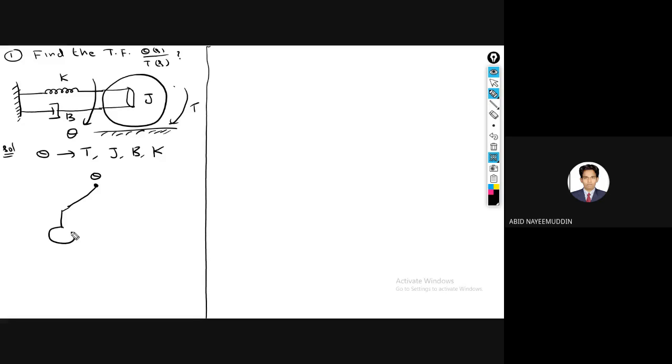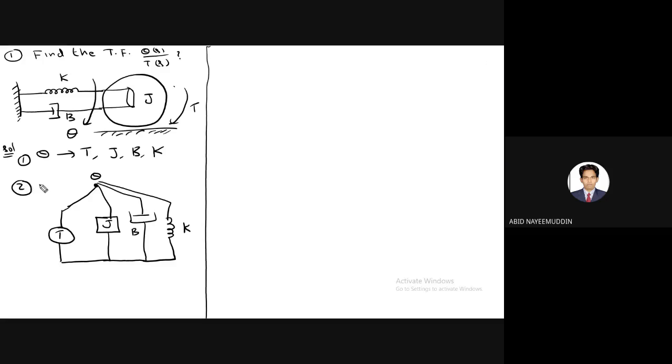So the first element is the variable T, the second element is J, the third element is the damper element B, and the last element is K. This is your first step, extracting what is given. The second step is drawing the free body diagram. And the third step is you need to write the equation at each and every node.